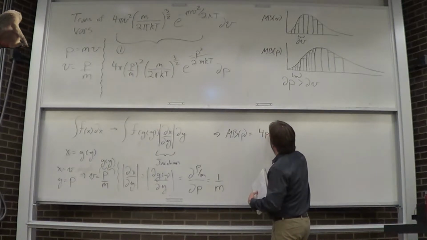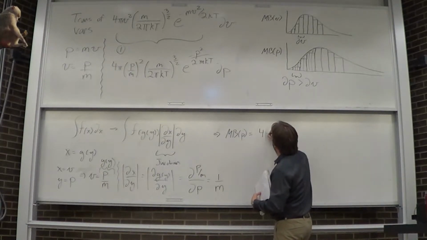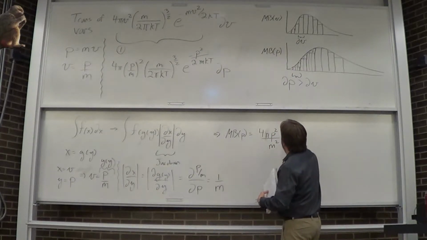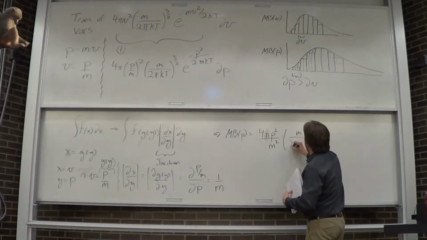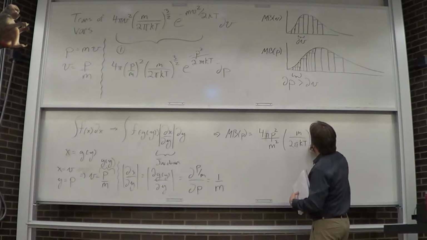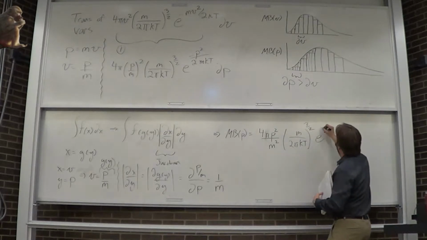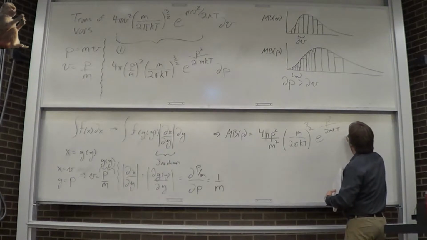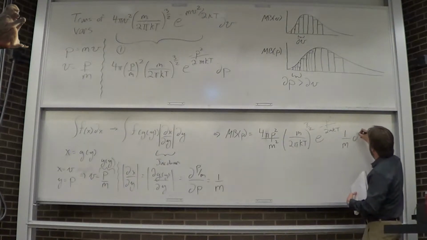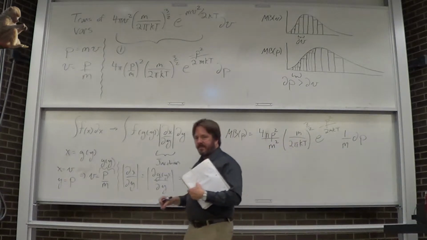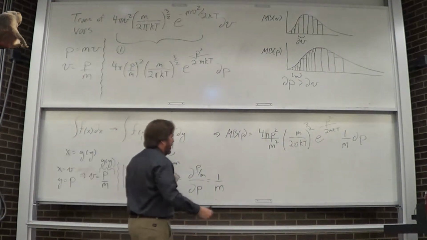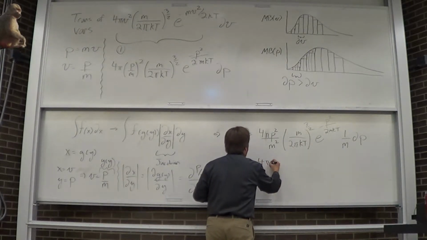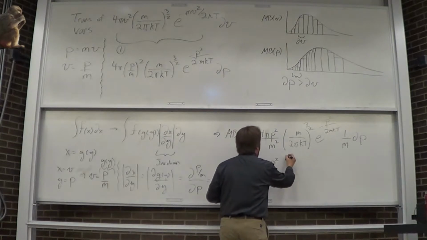4 pi, what the hell's wrong with me? p squared over m squared, m over 2 pi kt, 3 halves, e to the minus p squared over 2 m kt, 1 over m, there's your Jacobian. There we go. That's how you do that. You write that down, you're done, and what it ends up being is 4 pi. See, I've done this so many times I can actually simplify it in my head.